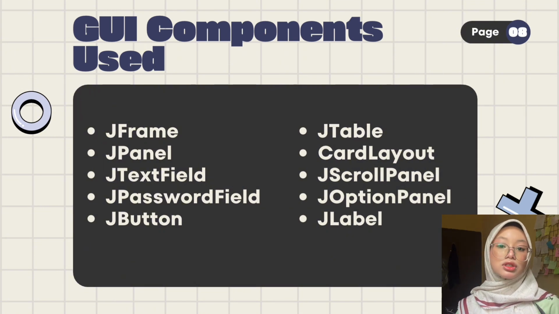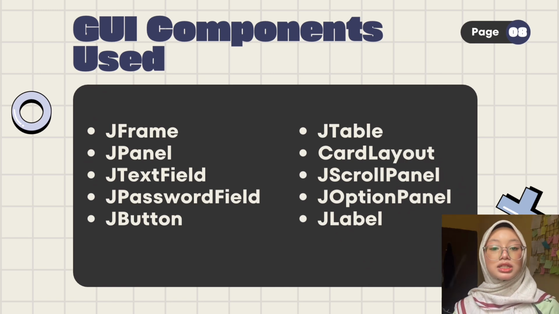Next, we have the user input and security, which is JTextField and JPasswordField. For data collection, JTextField is used to capture static user inputs like student IDs. For security, we specifically implemented JPasswordField for login screens to mask confidential passwords with echo characters.